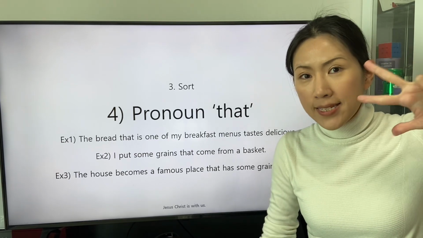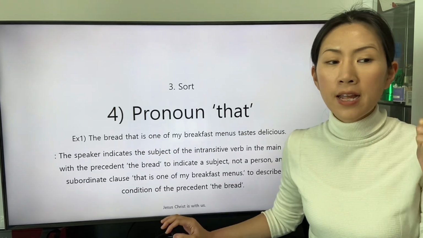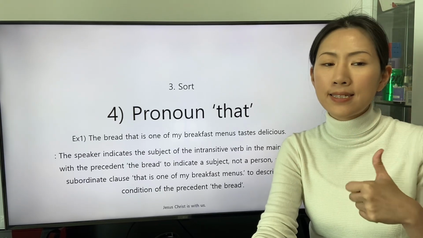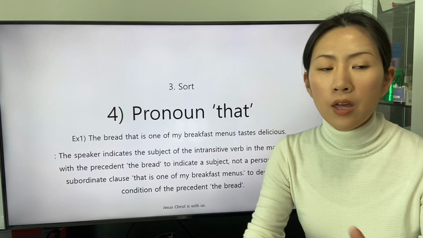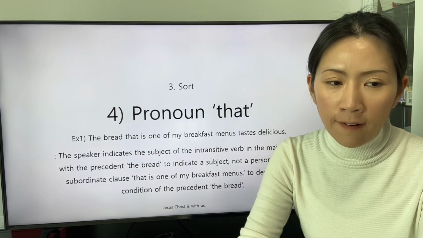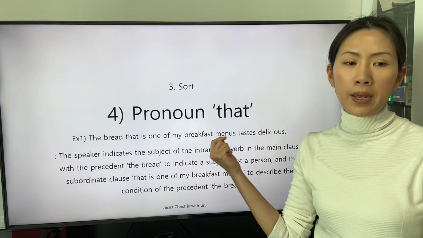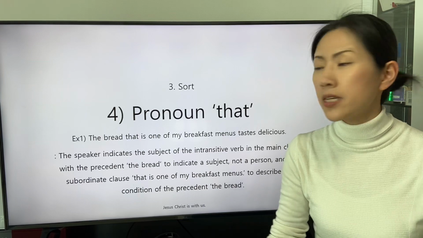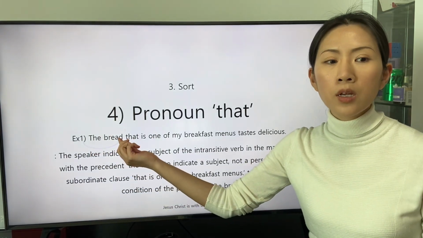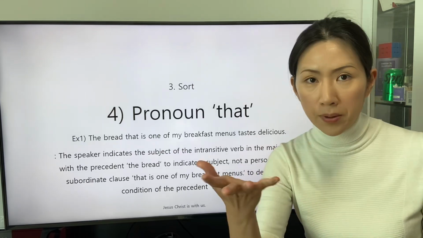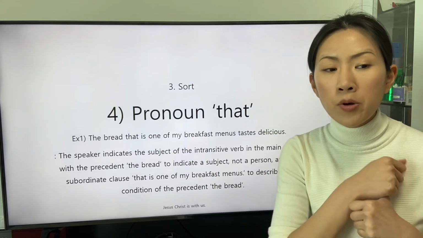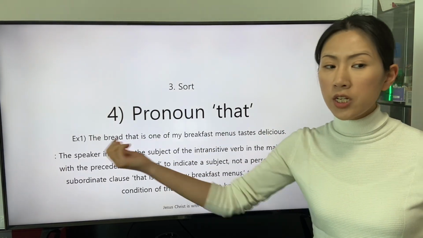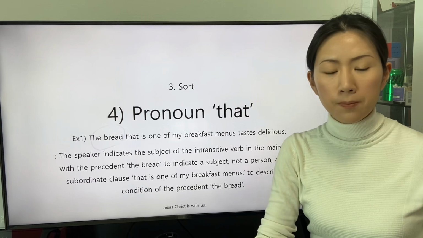There are 3 sentences. The first sentence is this: the bread that is one of my breakfast menus tastes delicious. The speaker indicates the subject of the intransitive verb in the main clause, taste, with the precedent, the bread, to indicate a subject that is not a person, and the subordinate clause that is one of my breakfast menus to describe the condition of the precedent, the bread.